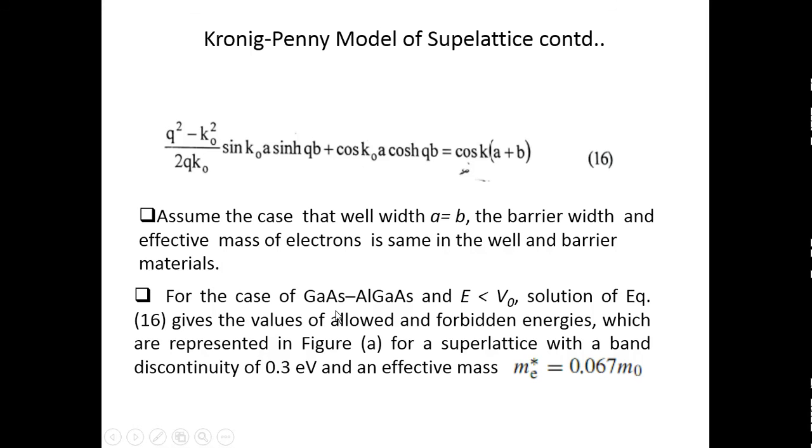For the case of gallium arsenide and aluminum gallium arsenide, and E less than V0, equation 16 gives the values of the allowed and forbidden energies, which are represented in figure A for a superlattice with a band discontinuity. That is given as the example of a superlattice of gallium arsenide and aluminum gallium arsenide, with a band discontinuity of 0.3 electron volt, and for the effective mass of electrons, Me star is equal to 0.067 M0.